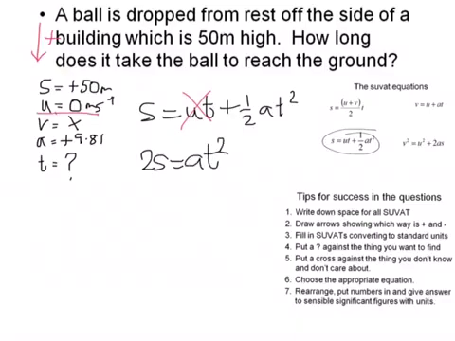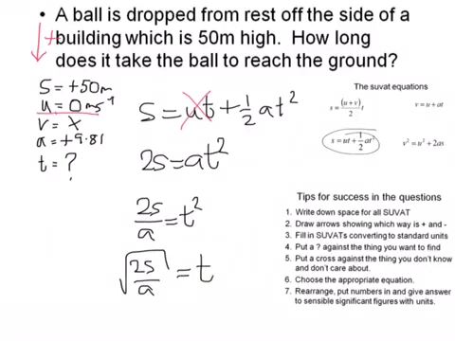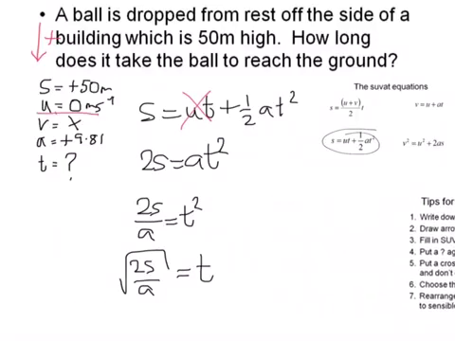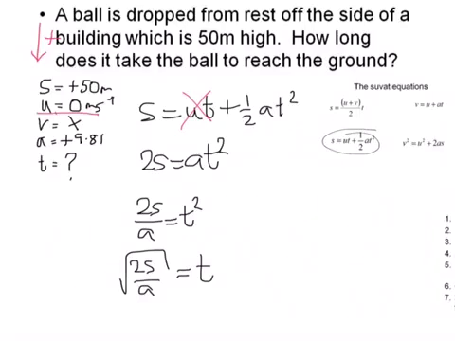Next I'm going to divide both sides by a, which will give me 2s over a equals t squared. And finally I'm going to take the square root of both sides, which will give me the square root of 2s over a equals t. So I'm almost there. Let's move this out of the way to give me a little bit more space.